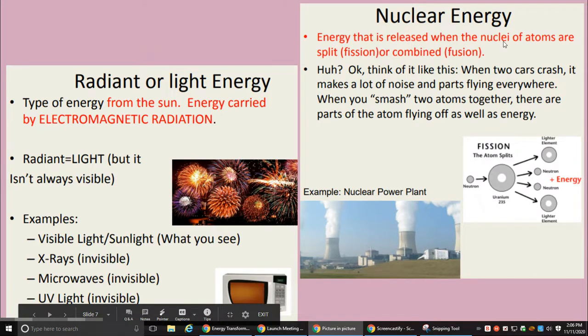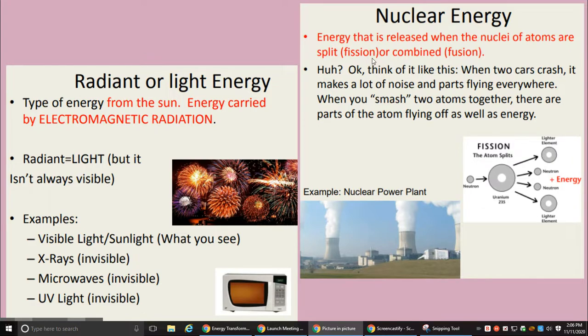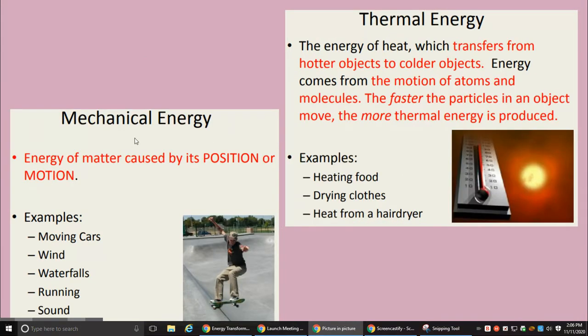Nuclear energy, energy that's released when the nuclei of atoms are split by fission or combined by fusion. So lots of energy is given off here. An example would be a nuclear power plant. By smashing atoms together, an immense amount of energy is given off.